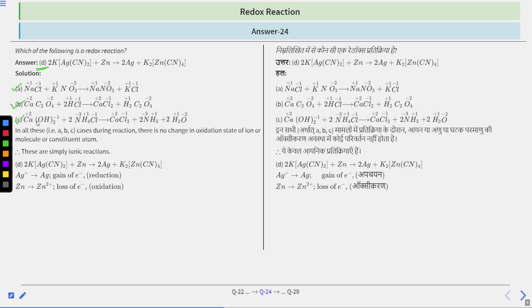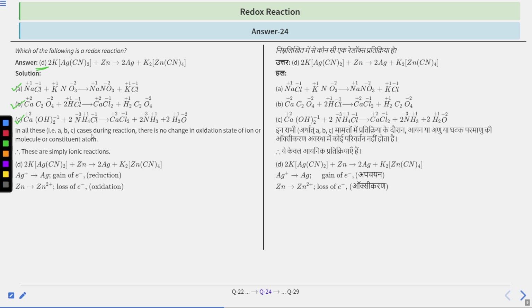Similarly, in the reaction C, Ca(OH)2 plus 2NH4Cl giving us CaCl2 plus 2NH3 plus 2H2O. And here the oxidation number of calcium is plus 2. The oxidation number of OH is minus 1. And for nitrogen, it will be minus 3. For hydrogen, plus 1. Chlorine, minus 1. In the product side, calcium is plus 2. Chlorine is minus 1. Nitrogen is minus 3. Hydrogen is plus 1. Oxygen minus 2. So here also you can see that no change of oxidation state is happening from the reactant to the product side.